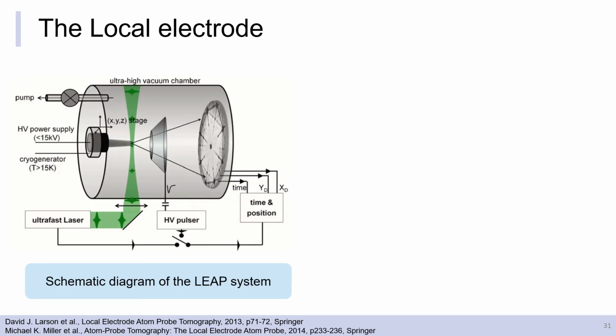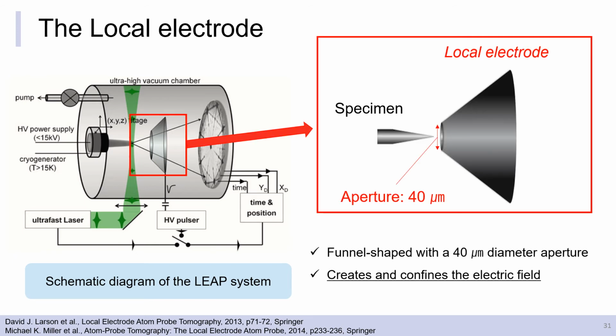The next part is the local electrode. The local electrode is a funnel-shaped aperture with a diameter of 40 micrometers, closely located at the apex of the specimen. The shape and configuration of the local electrode is pretty important because it creates and confines the electric field to the very small specimen tip. This helps field evaporation take place more easily by reducing the voltage that has to be applied to the specimen.